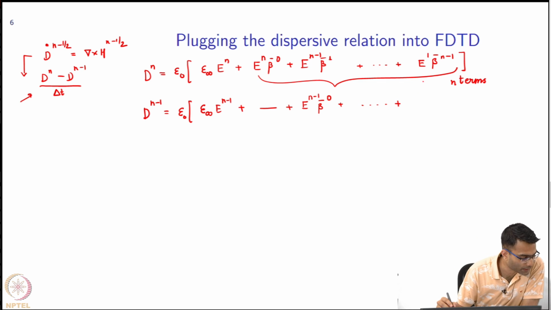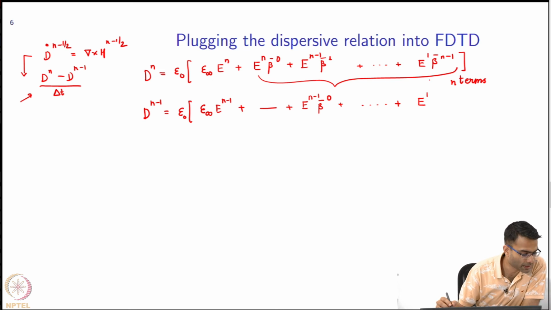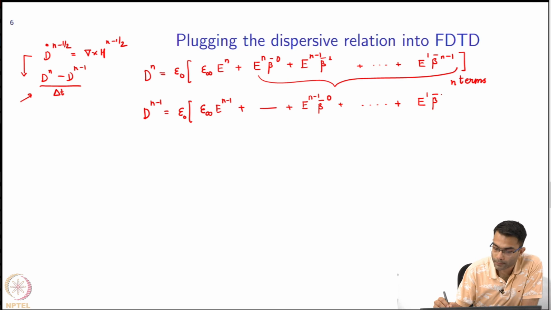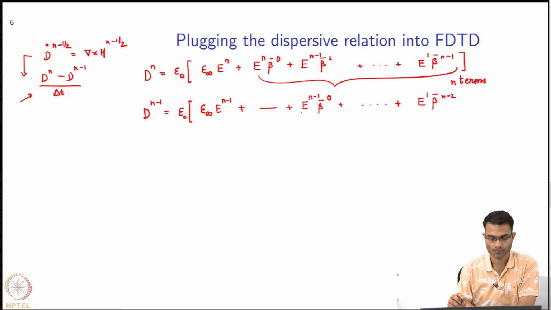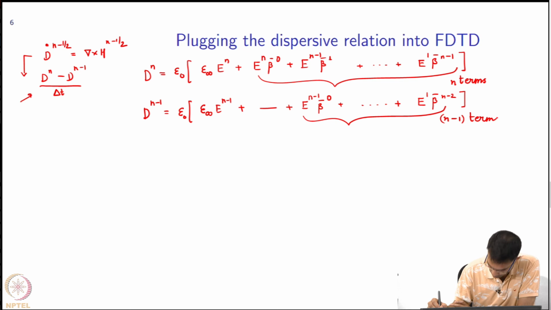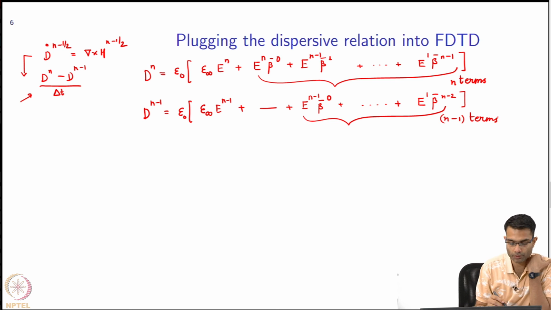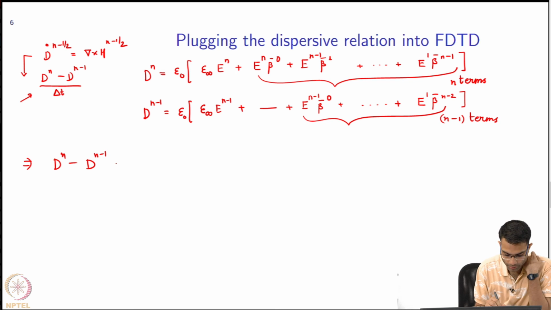The summation goes on. Finally, what is the last term of this summation? It will still be E 1 beta bar n minus 2. How many terms? N minus 1 terms. Okay. So, now what do we have to do? We have to subtract these two characters and divide by delta t. Okay. So, let us write that over here, D n minus D n minus 1 is equal to.